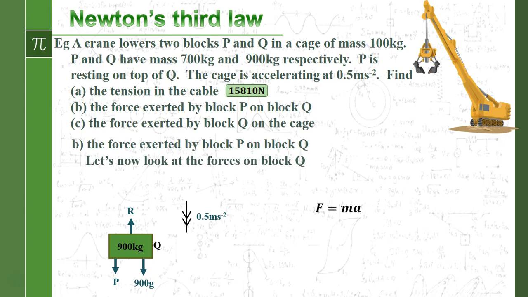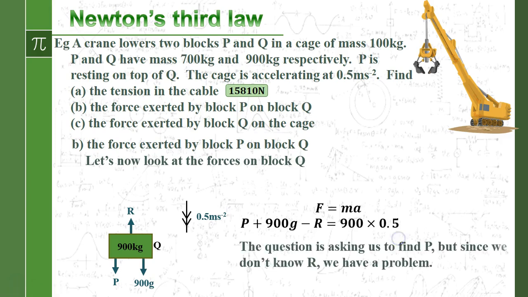Force equals mass times acceleration. Acceleration is going down, so I'm going to treat downwards as my positive direction. So there's my two positive forces. There's a negative force going up, and there we go. And straight away we realise we've got a bit of a problem because we've got two forces there that we don't know about. So that's going to create a bit of an issue.